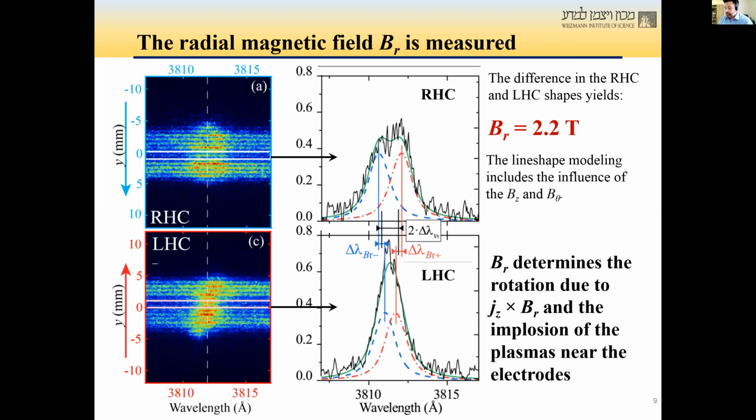The importance of BR determination is that it produces the rotation due to the JZ cross BR and affects the implosion in plasma near the electrodes. This will be illustrated on the next slide.